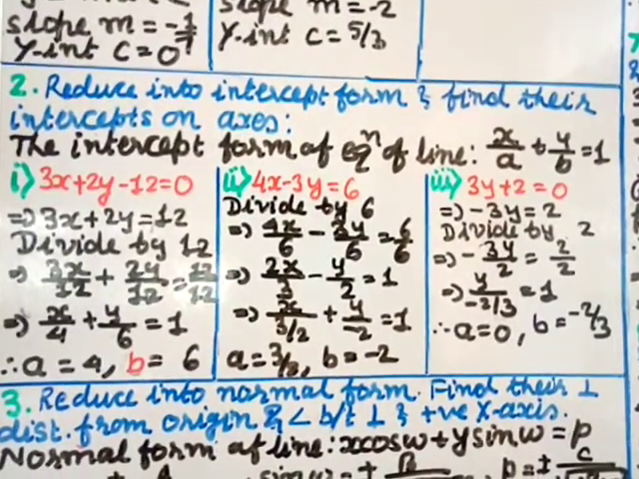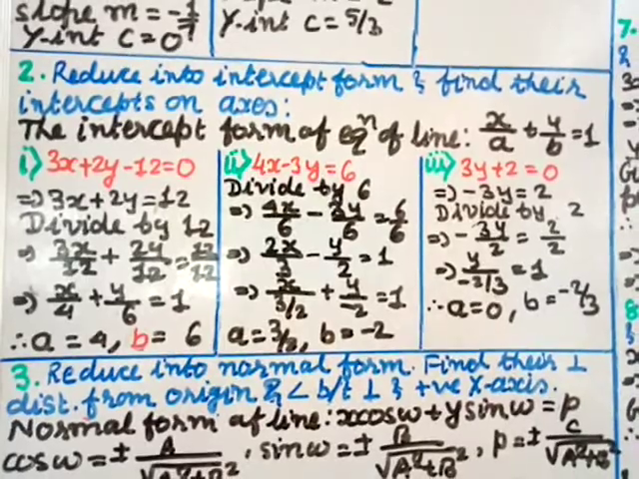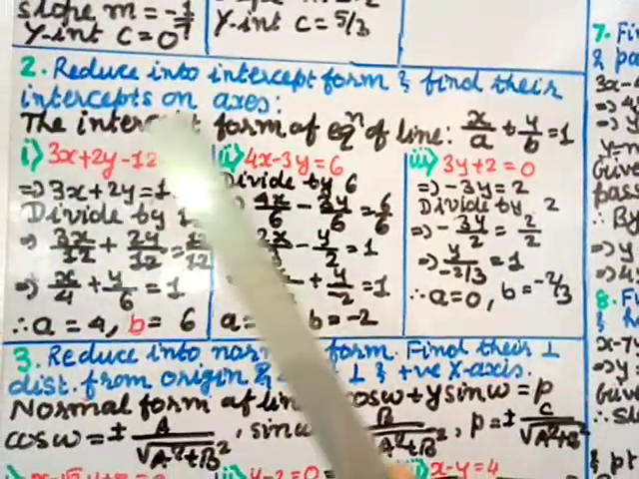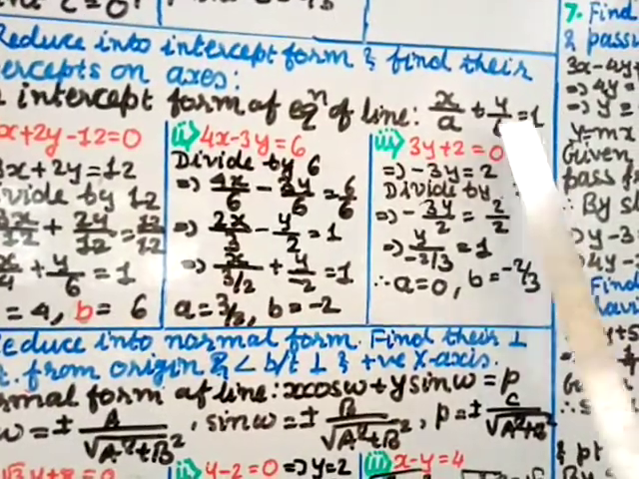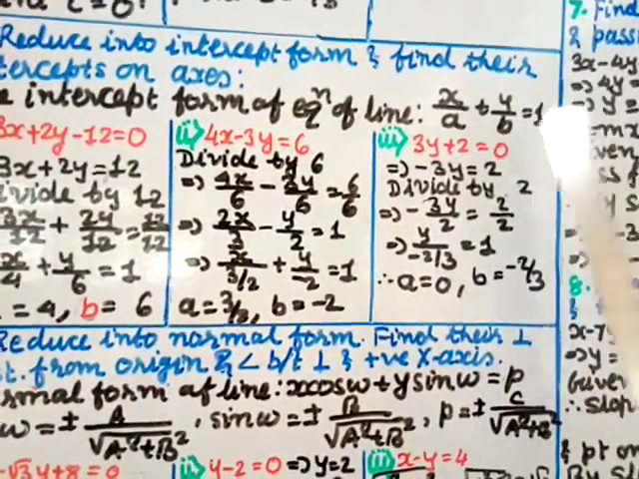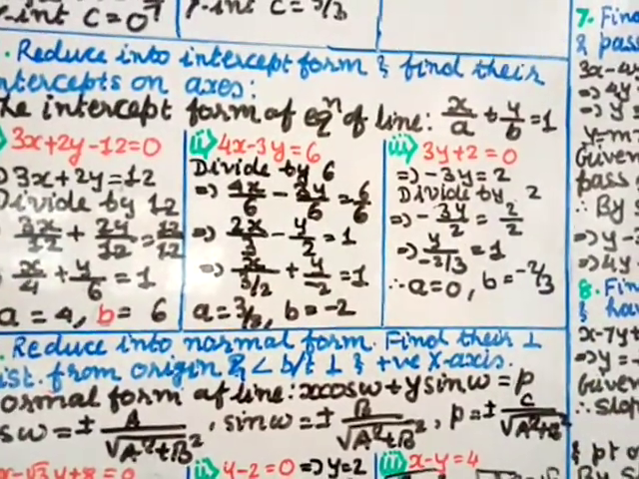Question number 2. Reduce into intercept form and find their intercepts on axis. The intercept form of equation of line is x by a plus y by b is equal to 1. So this is a standard equation. And here a is the intercept on the x-axis and b is the intercept on the y-axis.